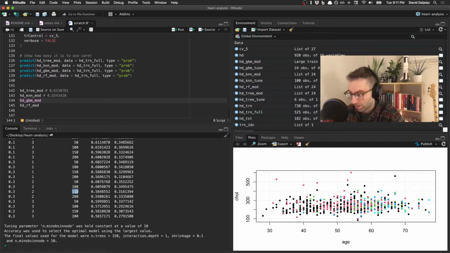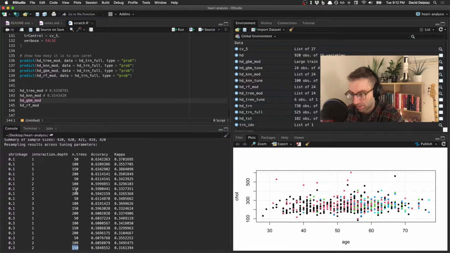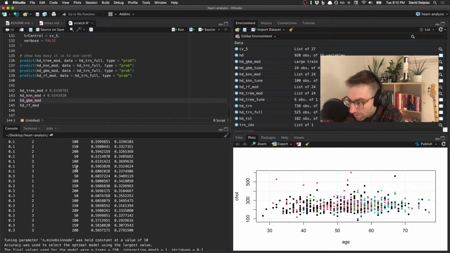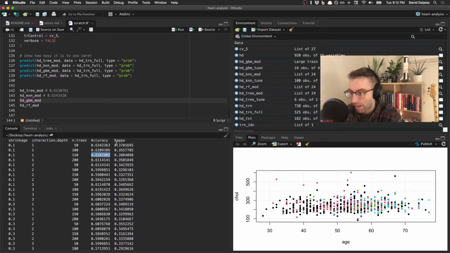Interaction depth of 1, shrinkage of 0.1. Is it this one? That looks close enough for government work. Yeah, so that was our best value there. Then let's look at the random forest.